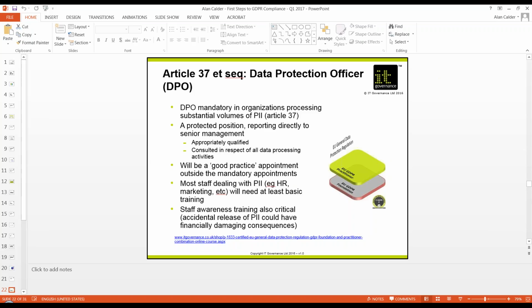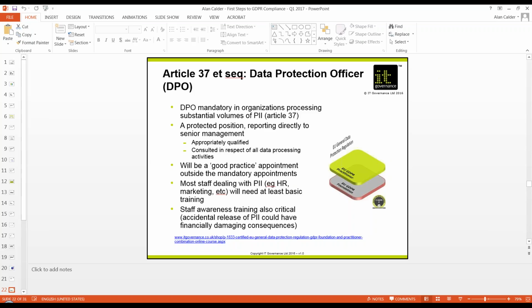A data protection officer is a separate role. It's a privileged role that should be reporting directly to senior management or the board. It should be appropriately qualified, which means awareness of the law, understanding of the key requirements, above all an understanding of the practitioner activity, so a GDPR practitioner qualification such as the ISO 17024 certified one is one example of an appropriate practitioner level appointment.